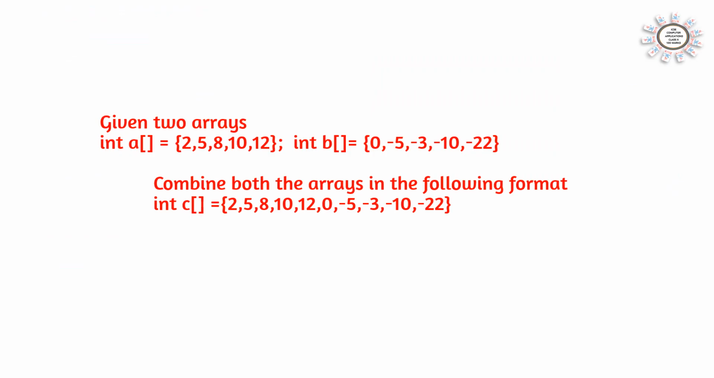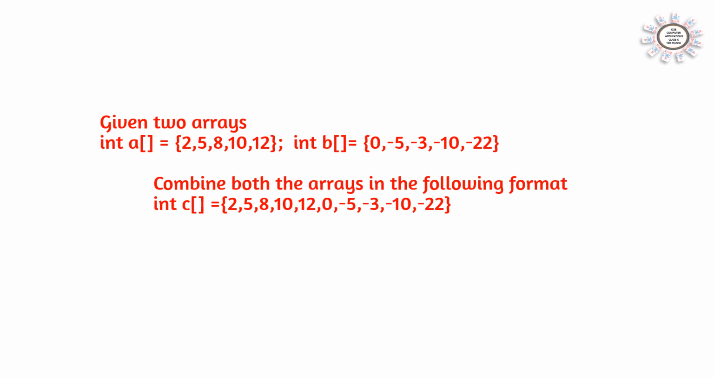Coming to the next question: given two arrays, int A, that means array A contains 2, 5, 8, 10, 12, and in array B we are having the elements 0, 5, minus 5, minus 3, minus 10, minus 22. So we are having two arrays with 5 elements each and combine both the arrays in the following format. That means in array C, the third array, we are having 2, 5, 8, 10, 12 and 0, minus 5, minus 3, minus 10, minus 22.